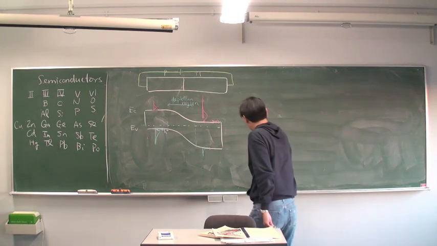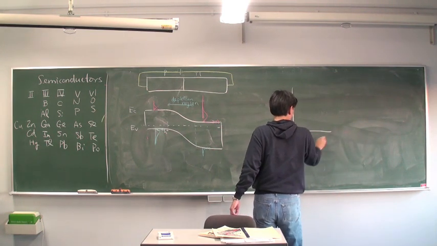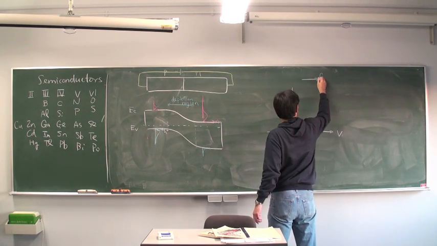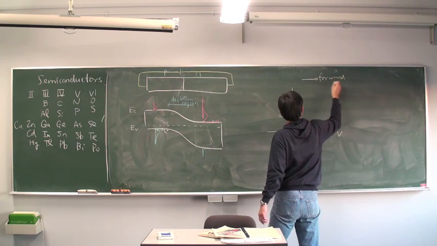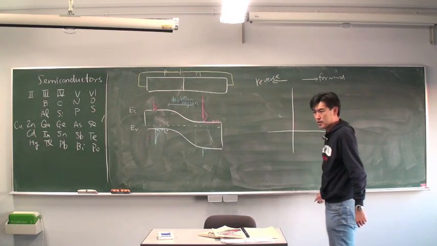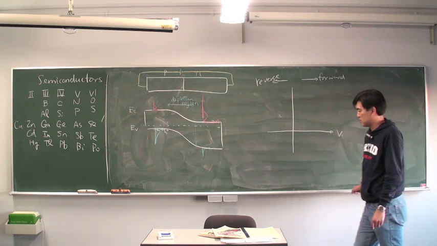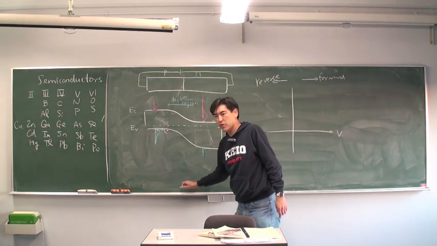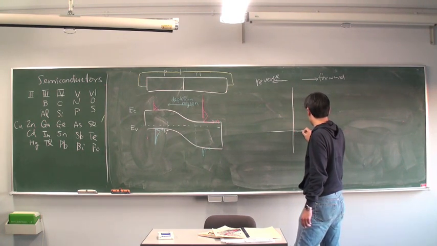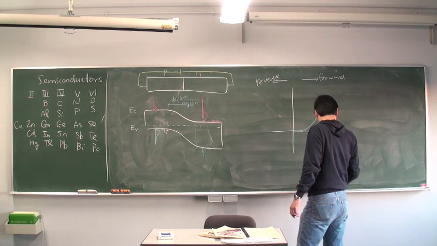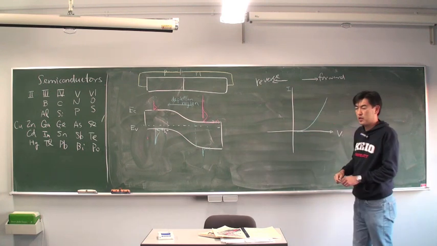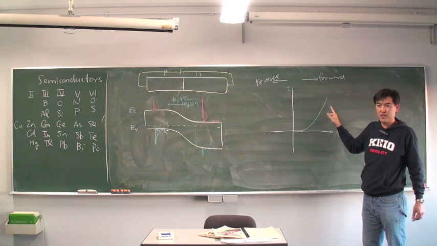So I'm going to apply forward bias. This is forward, this is reverse bias. And if you put forward bias, it goes like this. Basically, the current increases exponentially.